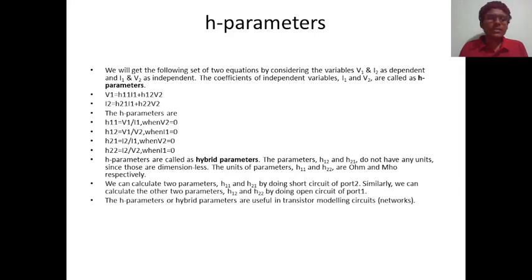The H parameters are h11 equals v1 by I1 when v2 equals 0, h12 equals v1 by v2 when I1 equals 0, h21 equals I2 by I1 when v2 equals 0, h22 equals I2 by v2 when I1 equals 0. H parameters are called hybrid parameters.